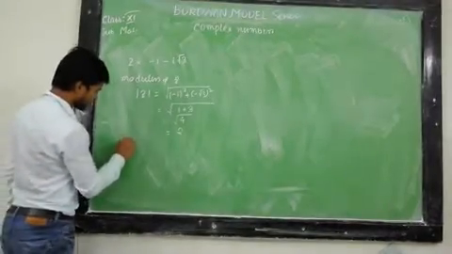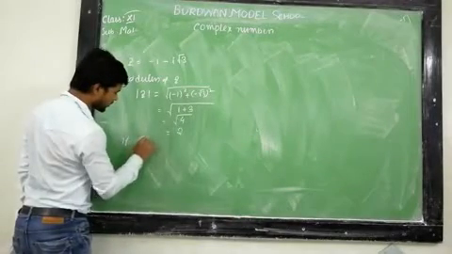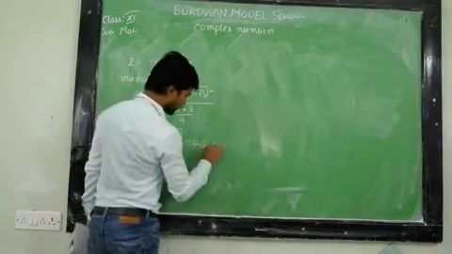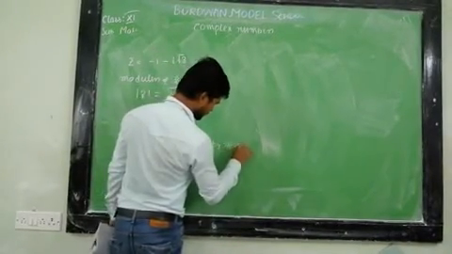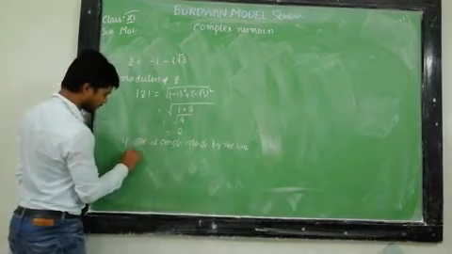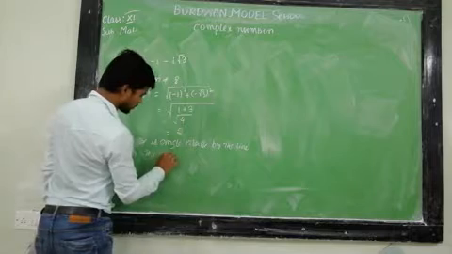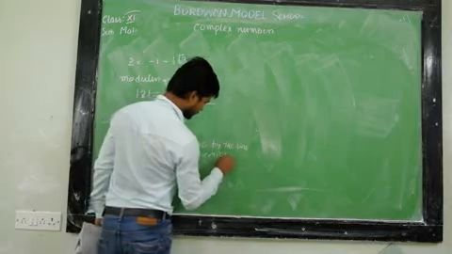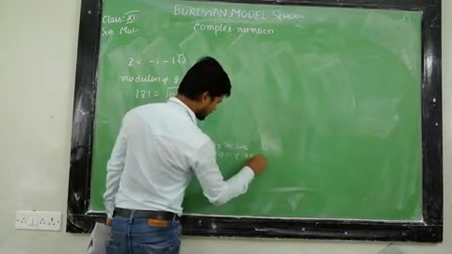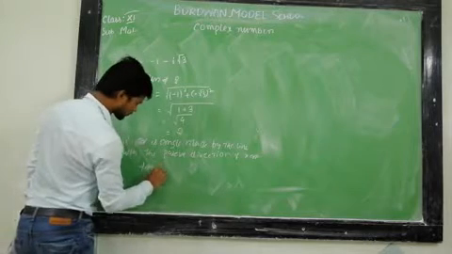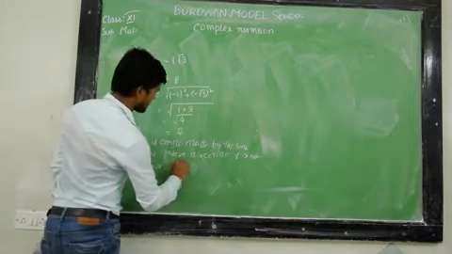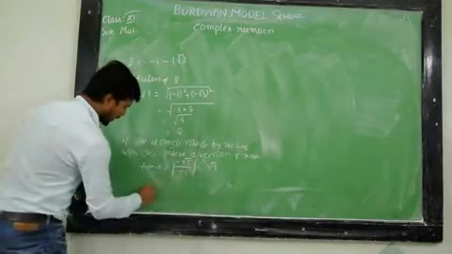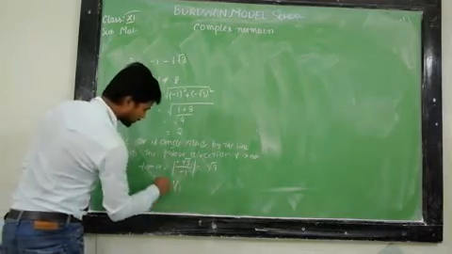Now if alpha is the angle made by the line with the positive direction of x-axis, then tan alpha is equal to mod of b by a, that is equal to root 3, and hence alpha is equal to pi by 3.